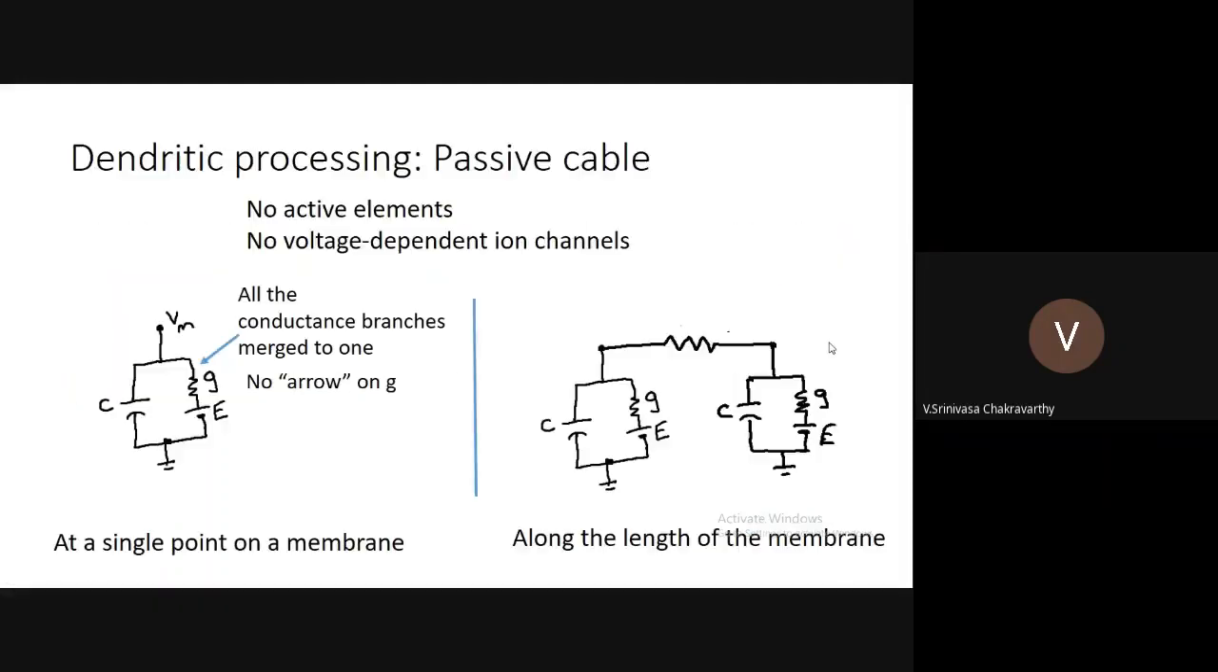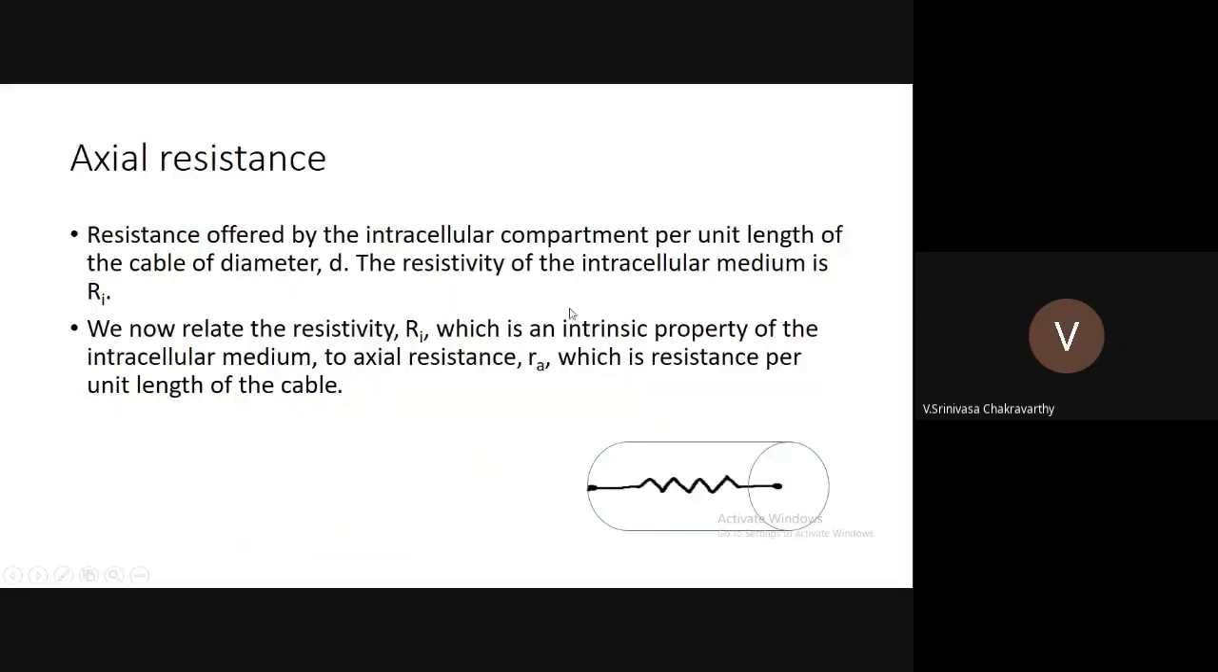So now you see that in this equivalent circuit, you have the capacitance, then you have the conductance here, and then the resistance, which is along the length of the dendrite. The first element that we have to define is this resistance located along the length of the dendrite, and that's called the axial resistance. This is a resistance offered by the intracellular compartment, and it's defined per unit length. Because when you write down the equation, you will write it at a given point in the cable. It will be a partial differential equation where the independent variables are both time and space. Space means length of the cable.